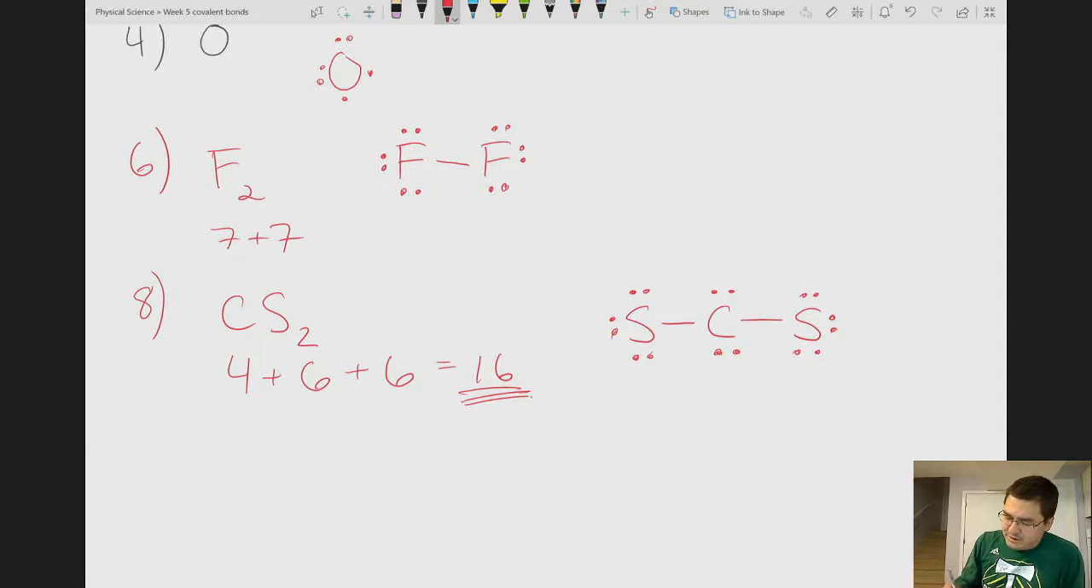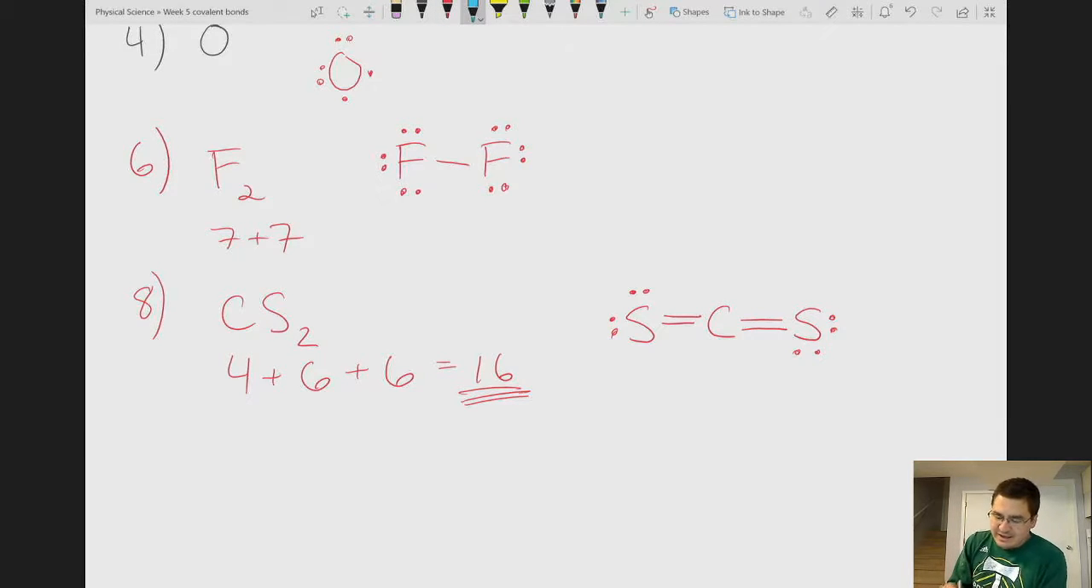So I'll go through and erase maybe 2 lone pairs and draw in a double bond. Now if I count again, I'm down to 18, but I need to do that one more time. So I'll erase this lone pair and this lone pair and throw in another double bond. Now if you add them up, there's 2, 4, 6, 8, 10, 12, 14, 16 electrons, and everything has a full octet.